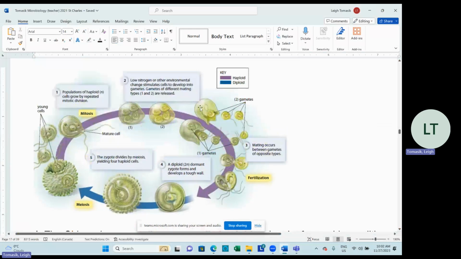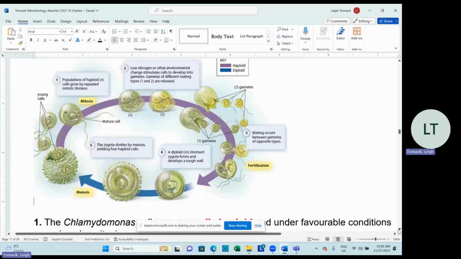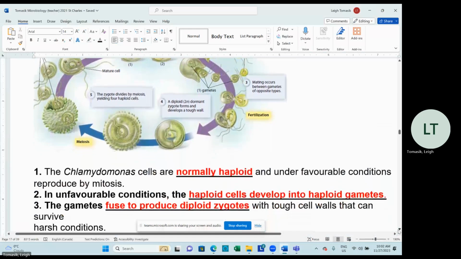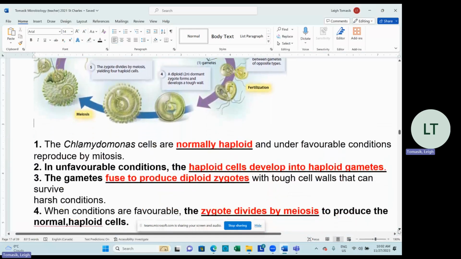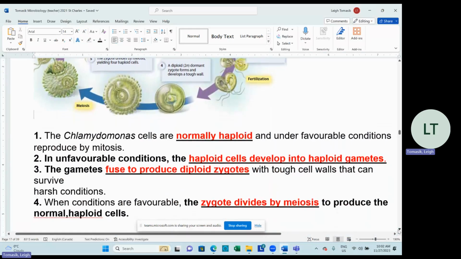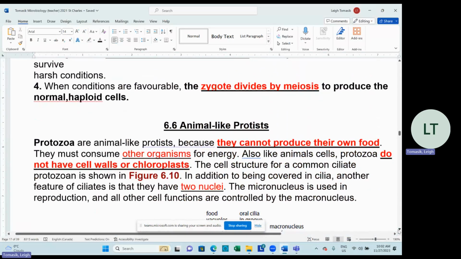And then number two shows unfavorable conditions, and that stimulates cells to develop gametes. So you can see they develop gametes internally. Gametes of different mating types are released. They fuse together and form a diploid organism. So that diploid organism is the zygote. And then when things are favorable again, the zygote divides by meiosis to produce normal haploid cells. Kind of weird, but that's how they do it.